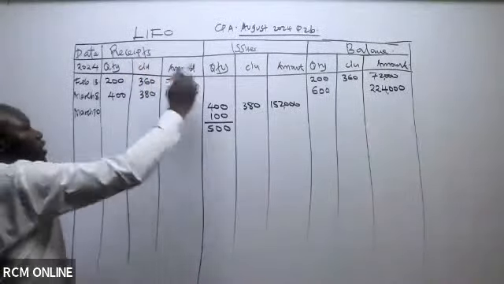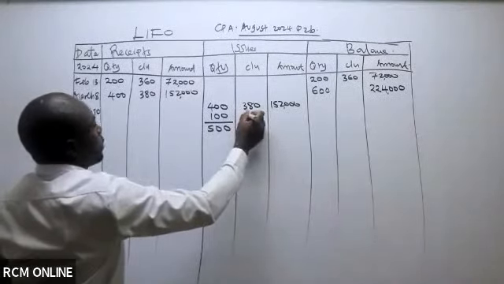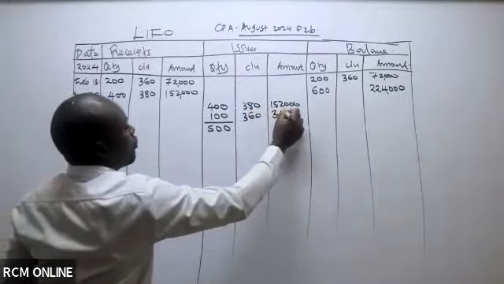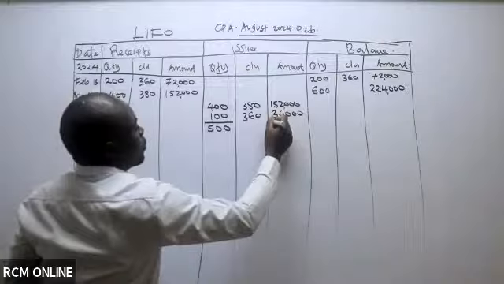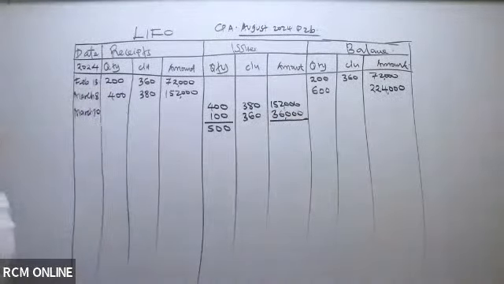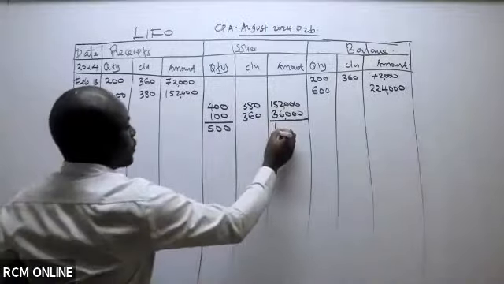360, because I'm picking it from purchases on 13th of February. So that is 360. It will give me... So can we get the total? 152 plus 36,000, 188,000.